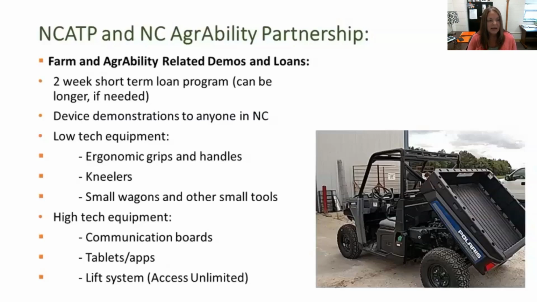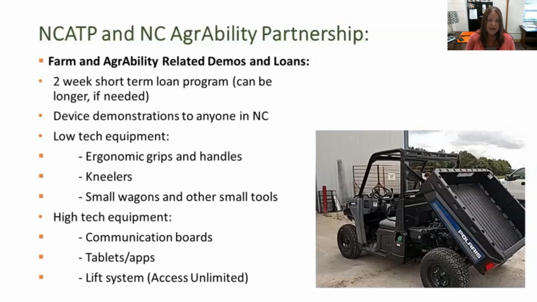Some of the items that we have in our offices across the state, of course, there's some low-tech items. We have the ergonomic grips, millers, small wagons, small farm tools. And then we also have some higher-tech items. In North Carolina, we tend to do a lot of communication assessments, and that's probably our largest area. So we do have several communication boards, tablets, and apps.